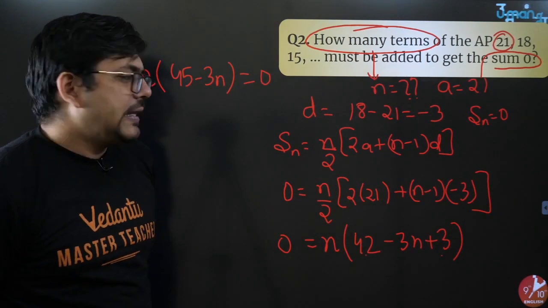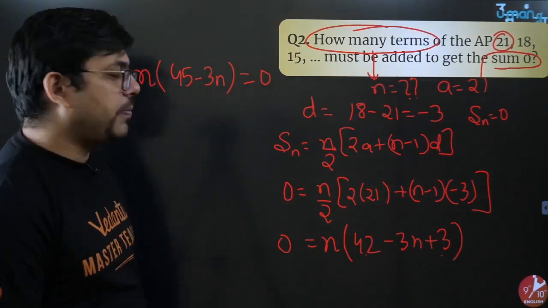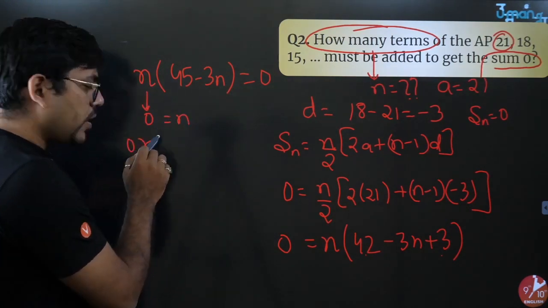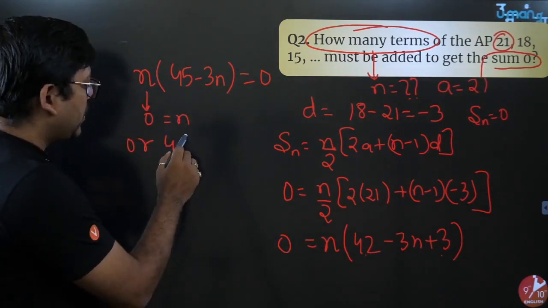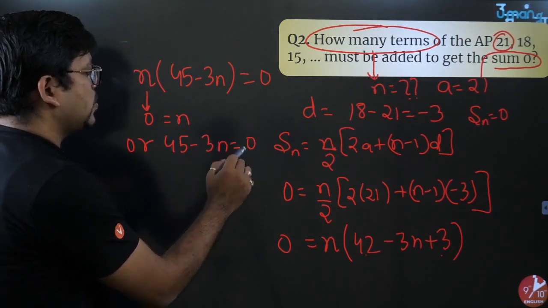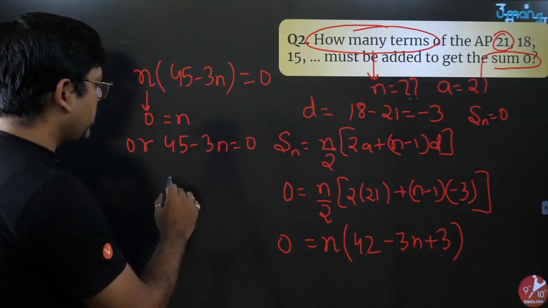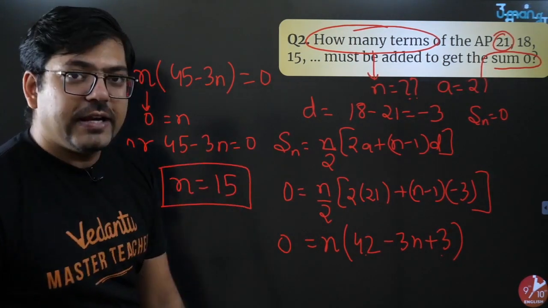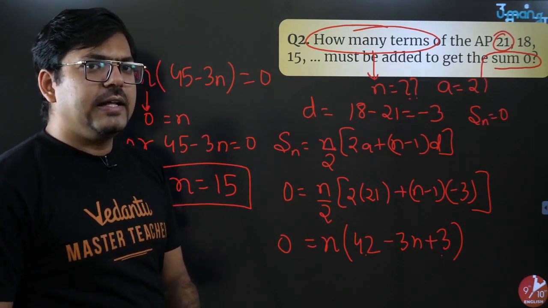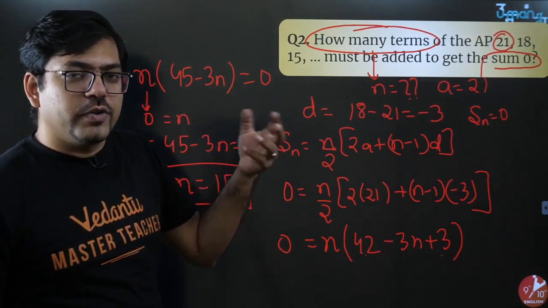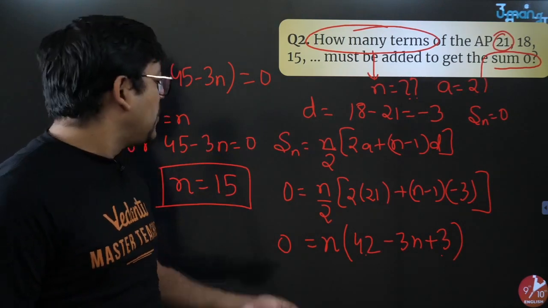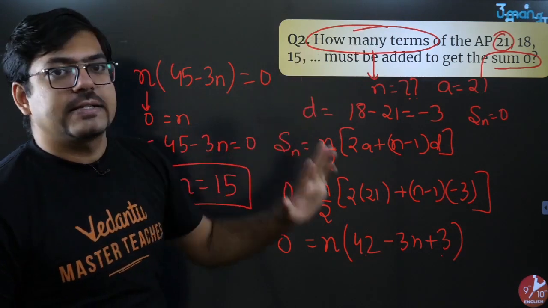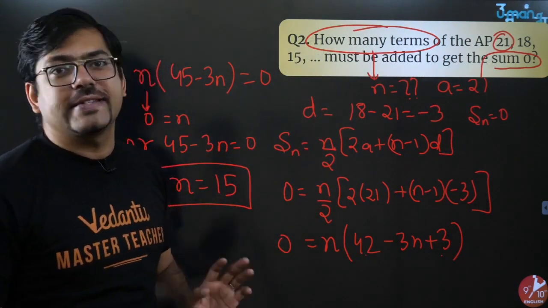So are you able to understand that here the value of n would be either you will make this 0, so you can write n equals 0, or you can write 45 minus 3n, this bracket is 0. So if 45 minus 3n is 0, you can very easily find n is equal to 15. So this means that either you don't add anything, so obviously if you're not adding anything, the sum will be 0, or you should add 15 terms of this AP to get the sum 0. That's what it is saying.